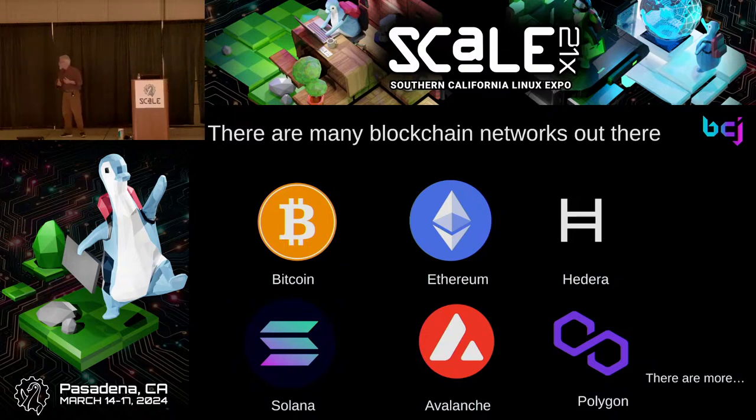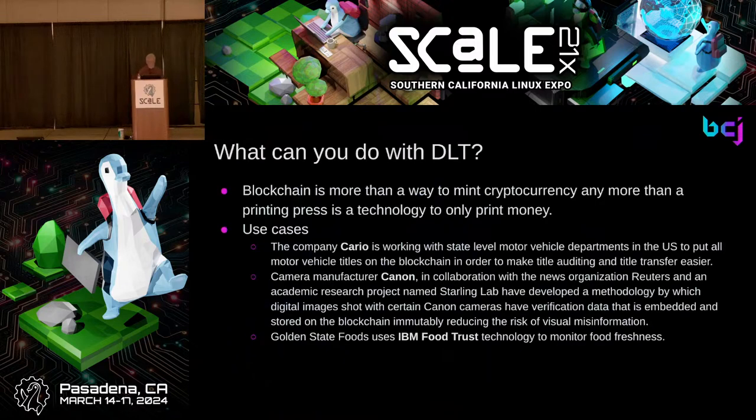So these are some of them: Bitcoin, Ethereum, Hedera, Solana, Avalanche, Polygon, there's more. I'm pretty focused on Ethereum at this point. I do a lot of work around Ethereum, and I've banged around Solana too. There are distinguishing factors about all of them. The big one about Ethereum, which I'll talk about in a few moments, is that Ethereum supports smart contracts, where the Bitcoin blockchain doesn't.